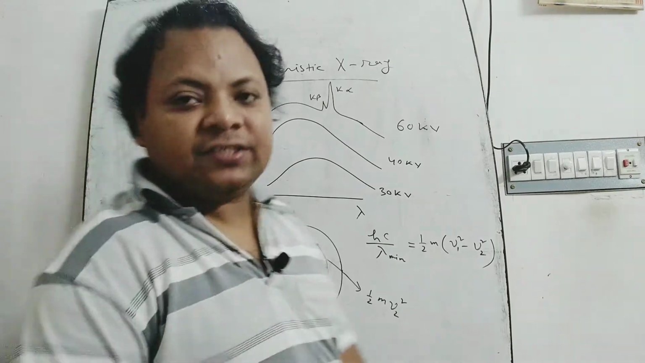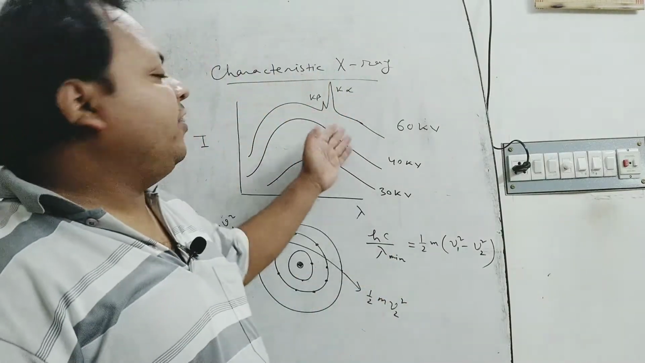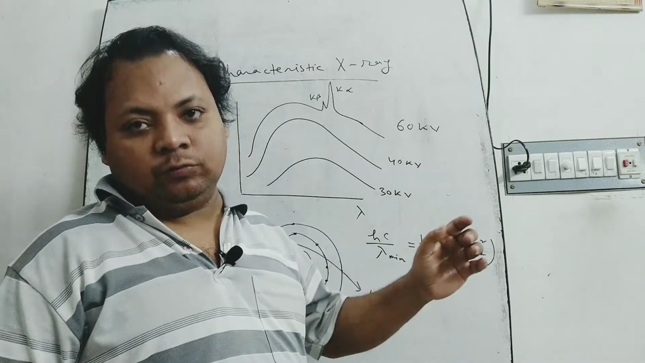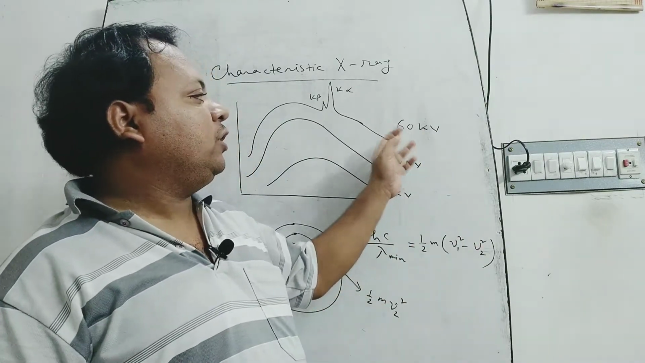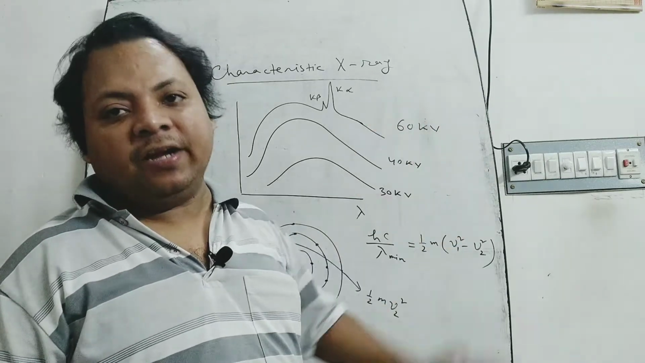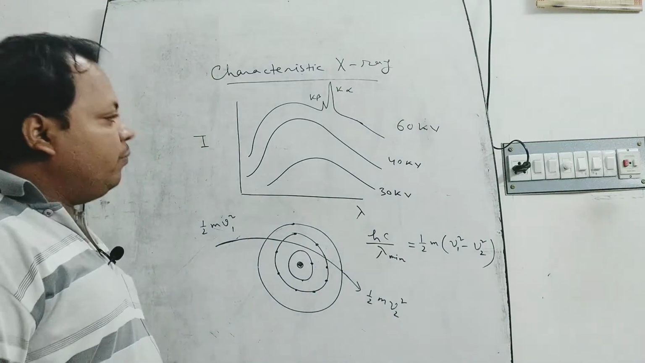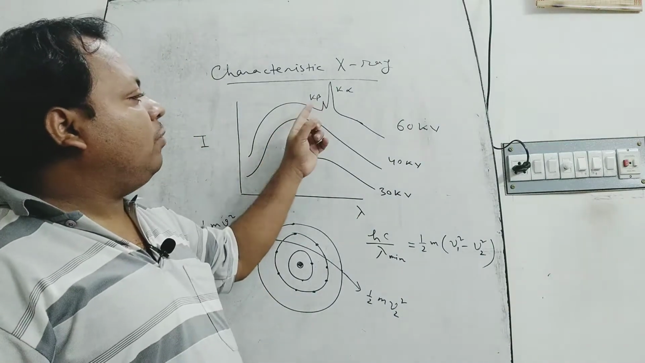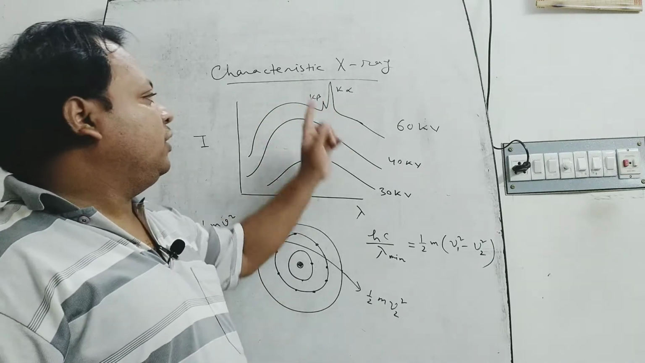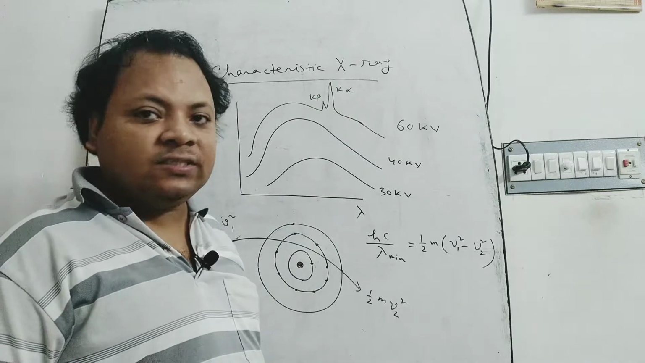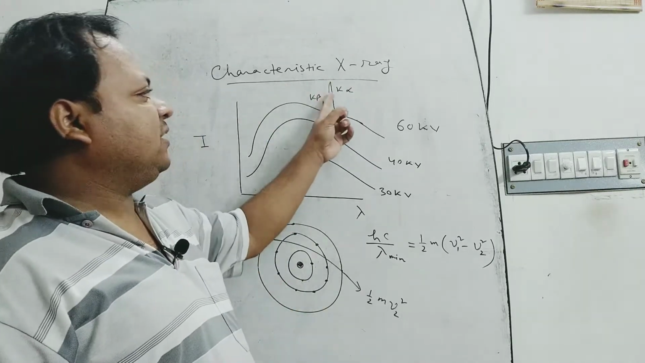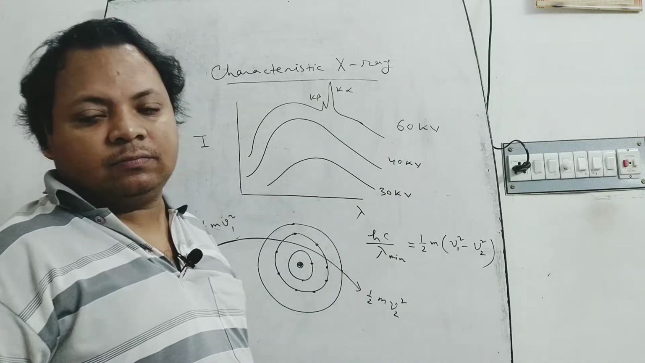Next, continuous X-ray. When the potential difference between the cathode and anode is very huge, that is, almost 60 kilovolt potential difference between anode and cathode, then we get some peaks in this curve. These peaks are known as continuous X-ray.